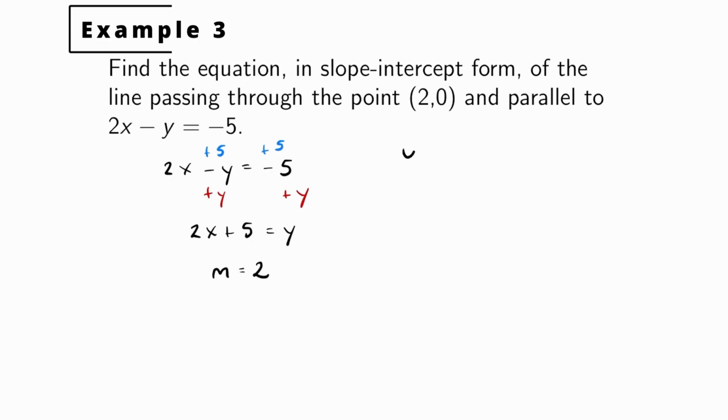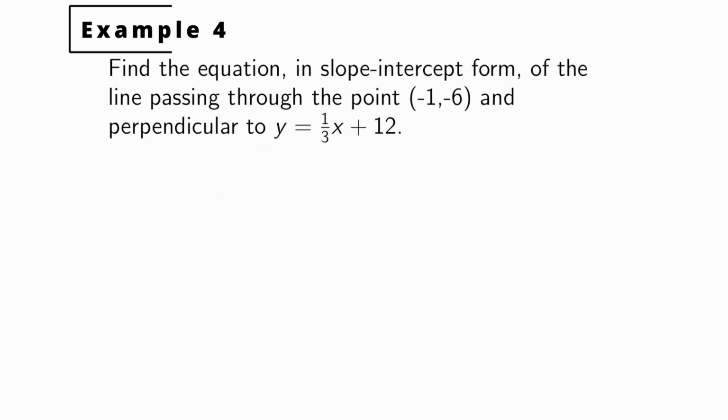So it's going to be y minus the y coordinate of the point (2, 0), which is 0, equals the slope times x minus the x coordinate. And if I simplify this, it'll be in slope-intercept form. So we get y equals 2x minus 4, and that's the equation of the line we need in slope-intercept form.